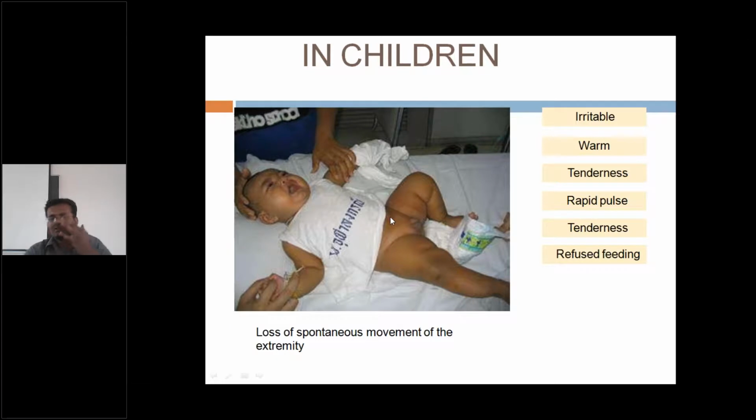Why? Because whenever any joint gets affected, there will be accumulation of fluid. To accommodate the fluid, we keep the joint in a position of maximum volume. So flexion, abduction, external rotation is the position of maximum volume of the hip joint space. Every joint has its own specific position of maximum volume. This is seen not only in septic arthritis but also in transient synovitis, whenever there is accumulation of fluid. This is also the position of ease, as the capsule will be relaxed in this position.